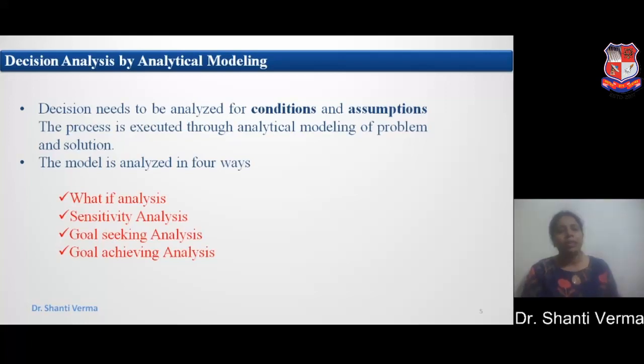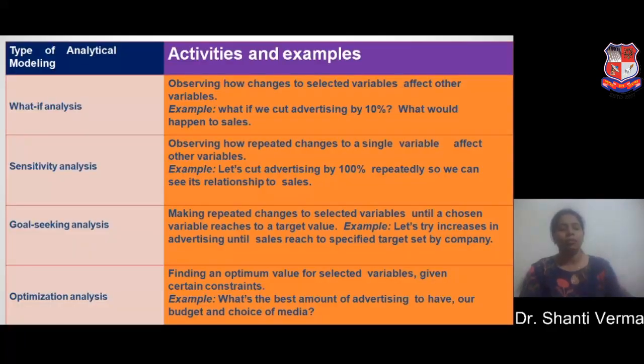Now let's discuss the decision analysis by analytical modeling. Decisions need to be analyzed for conditions and assumptions. The process is executed through analytical modeling of problem and solution. The model is analyzed in analytical modeling using 4 ways: what if analysis, sensitivity analysis, goal seeking analysis, and goal achieving analysis. Let's discuss all these analyses.